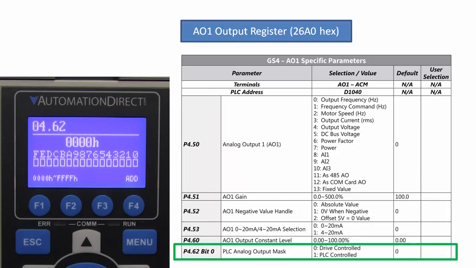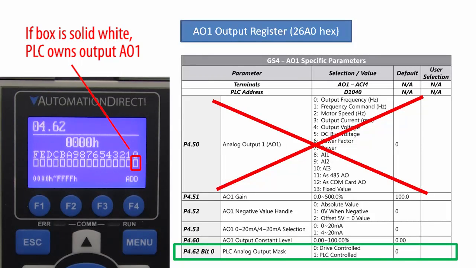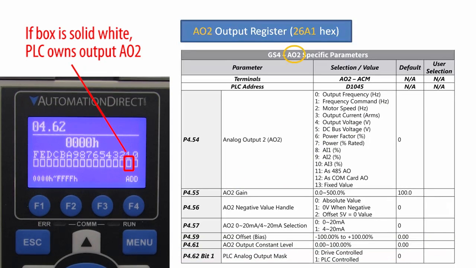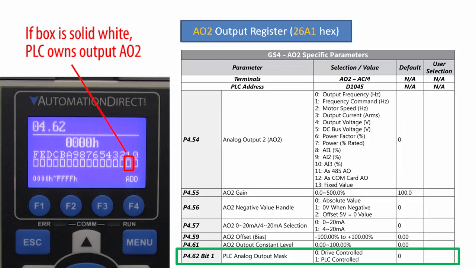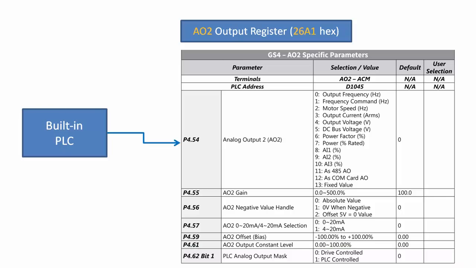At a glance, you can see if the drive thinks the PLC owns the analog output. If this block is solid, analog output 1 is owned by the PLC, and all of these will be ignored. Whether you selected them or the PLC did, doesn't matter. If this block is solid, analog output 2 is owned by the PLC, and any function you select here will be ignored. So keep an eye on this analog output mask and consider using the trick of having the PLC control the drive parameters instead of its own dedicated register. That way you get both PLC and drive control.